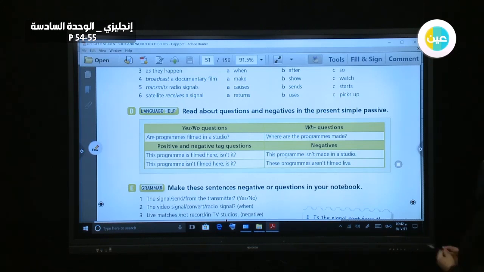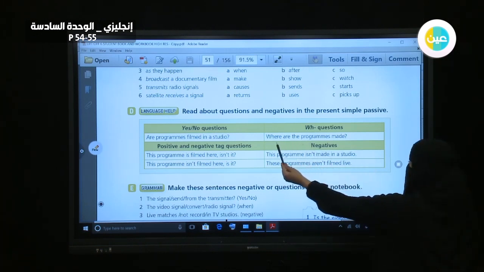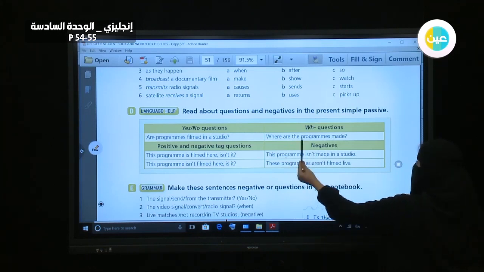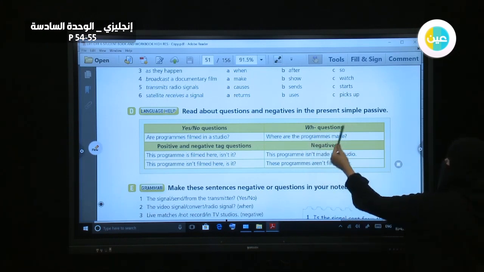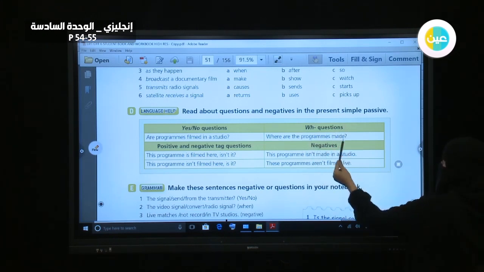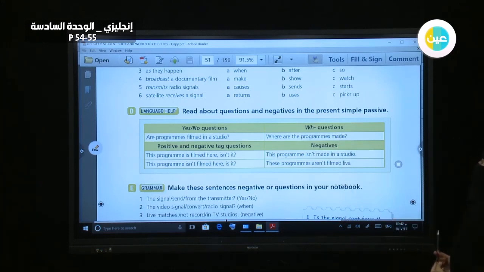Okay? So we use one of the WH words, then the auxiliary verb are or is, then the object, the programs, then the third form of the verb, made. Okay, where are the programs made? So here where is asking for a place. We can say in the studio.